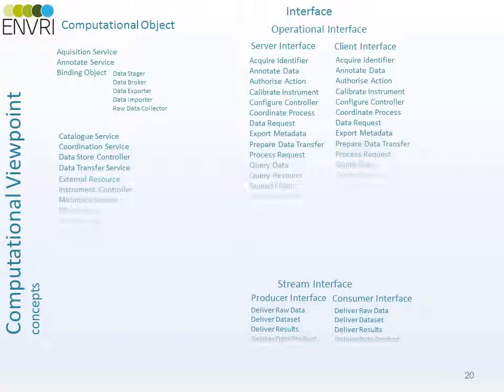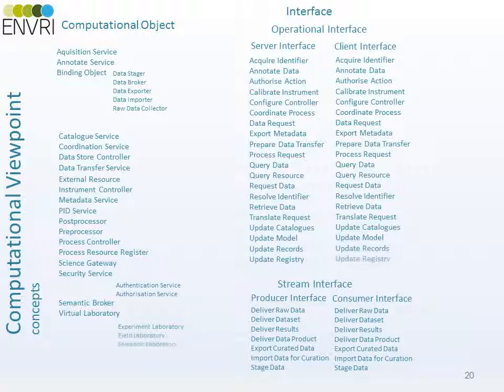This slide shows a list of approximately 85 computational objects and interfaces as they are modeled in the computational viewpoint of the ENVRI Reference Model. As you can see, all client and server interfaces designed to work together in the reference model share the same name. When bound in diagrams, the binding itself can then be identified by that shared name.